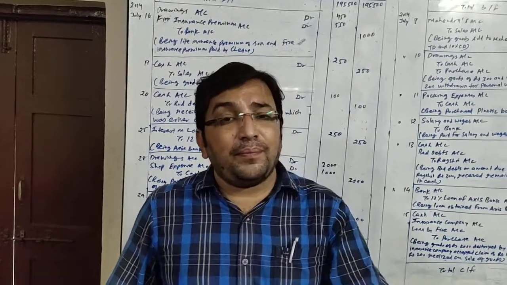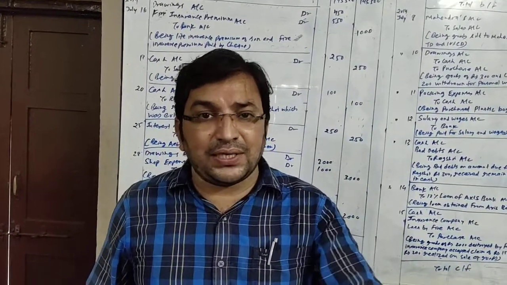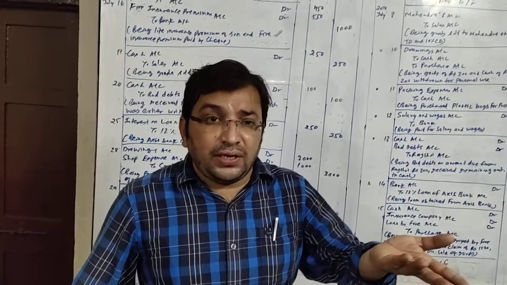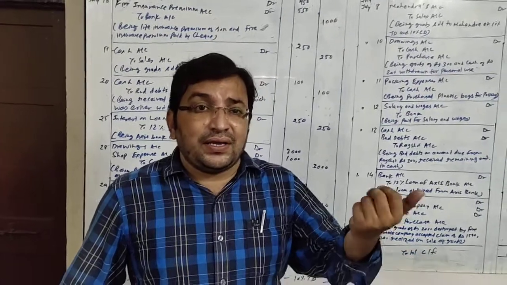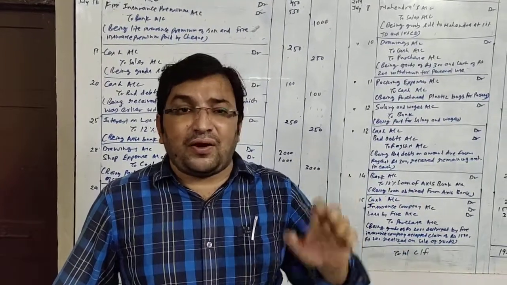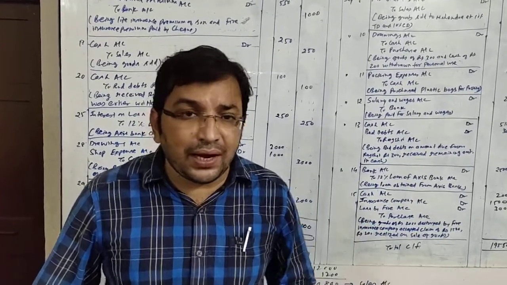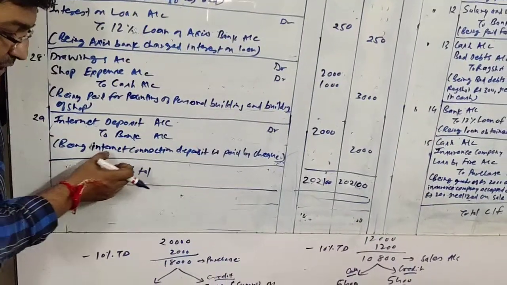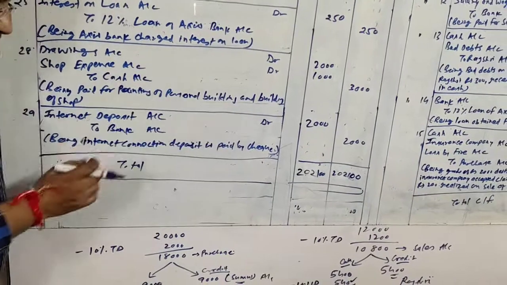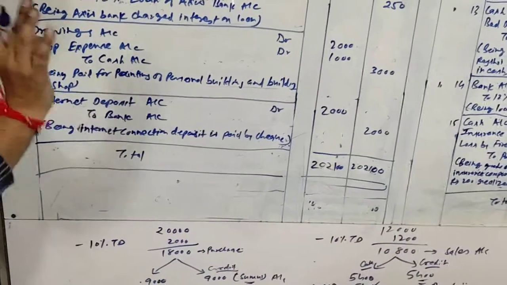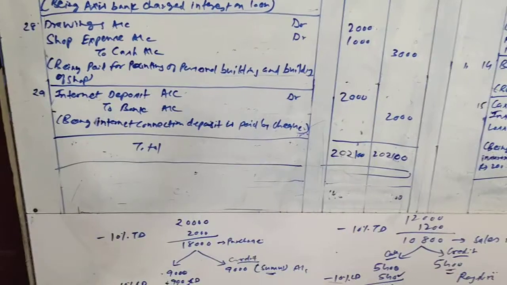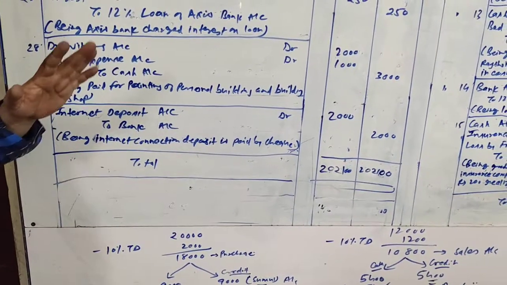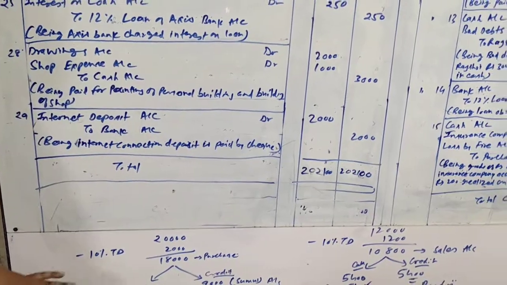What will be the effect? It is paid by cheque, so the bank balance will decrease and a deposit will be created. The internet company is the receiver, so internet deposit account will be debited to bank account, being internet connection deposit paid by cheque. Here the internet deposit will become our receivable, or our asset. Till the date it is not withdrawn, it will be shown as an asset in our books of account.